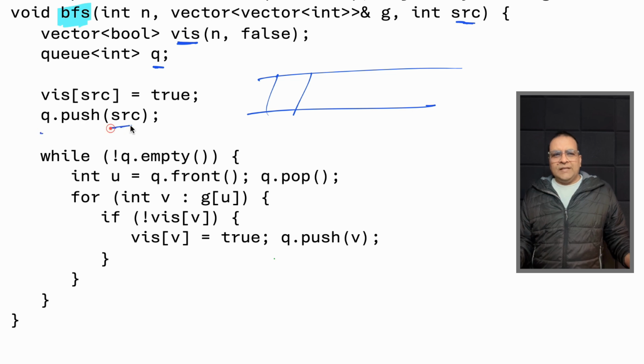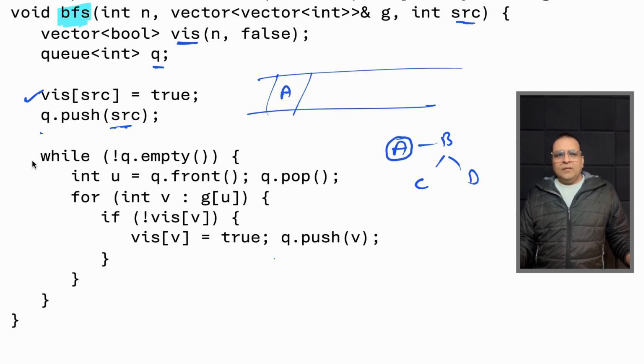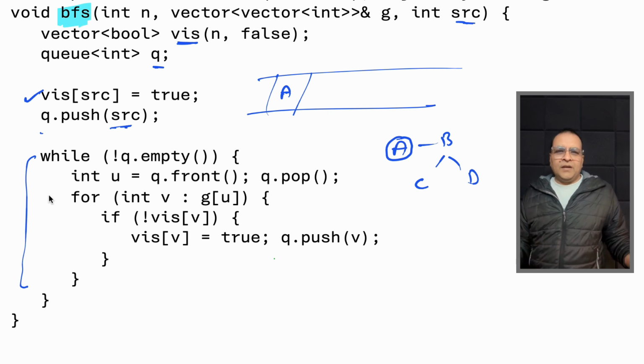So q dot push src, and src is now visited, so visited of src will be true. So source comes here. If the graph is a b c d, then a comes here considering a is the source. Then comes this while loop. In the while loop, we will be removing one element from the queue and then inserting all the adjacent nodes of that vertex again in the queue.